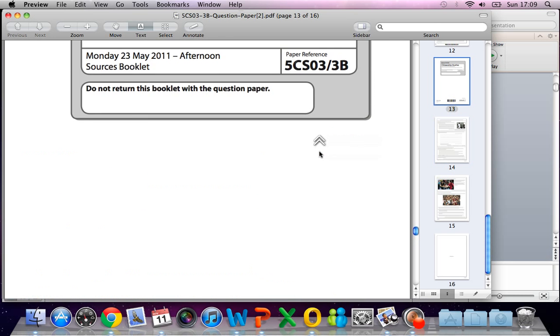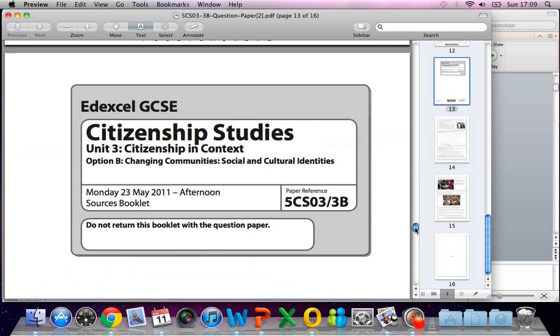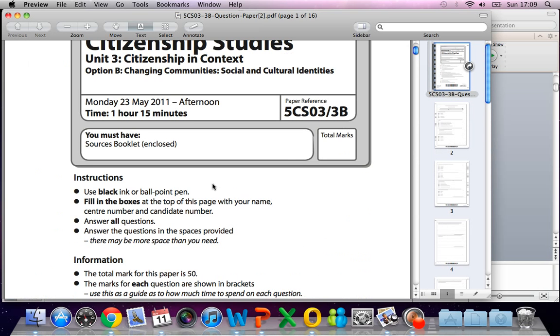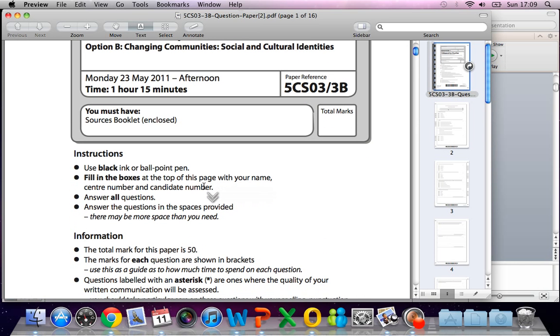So you're going to have your source booklet, and you need to have that in front of you whilst you're answering the paper. The other key difference I just want to identify with you here is that unlike Unit 1, in this paper you have to answer all of the questions. There is no option, you have to answer every single one in this paper, and there are 15 questions in total. Now in this paper there are also some slightly longer style questions that you have to answer, so I'll go through those in the following videos.